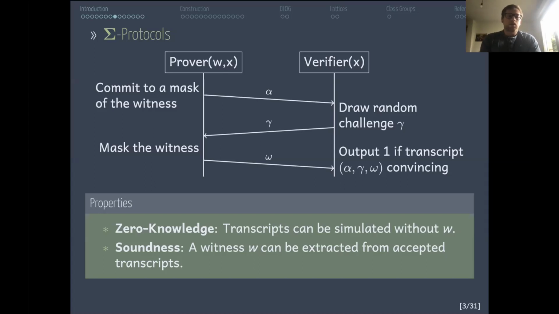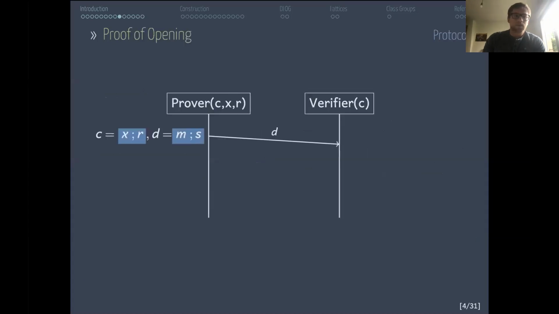And then the second property is soundness, which means that even though the verifier can't learn anything about the witness from the prover, the verifier should still be able to trust the prover afterwards that he actually knows the witness. And this can be formalized by demanding that we can actually extract a witness W from accepted transcripts where the challenges are differing. So these are the basics for Sigma protocols.